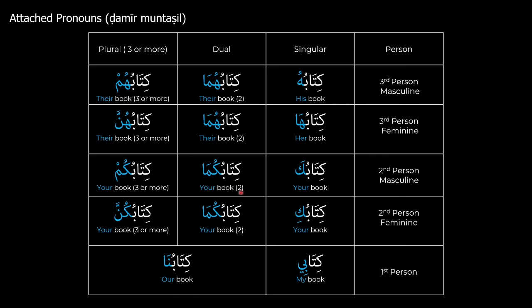Also note that some of the has amongst the third person pronouns can be written with the kasra. So for example, you wouldn't have huma, you would have hima, or you would have him instead of hum, or you would have hinna instead of hunna. This is done for pronunciation depending on the word. It doesn't mean that the status has been changed.